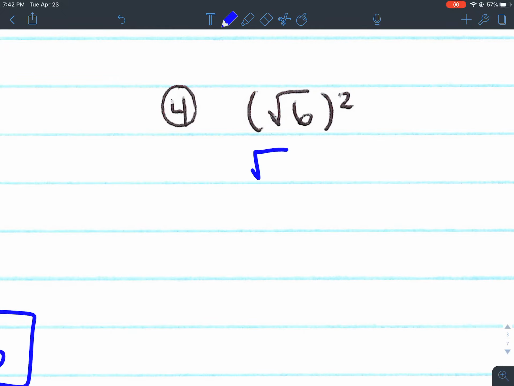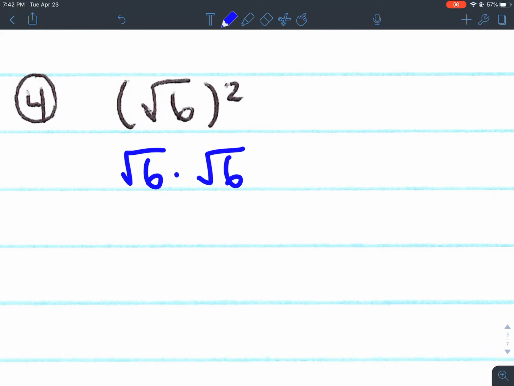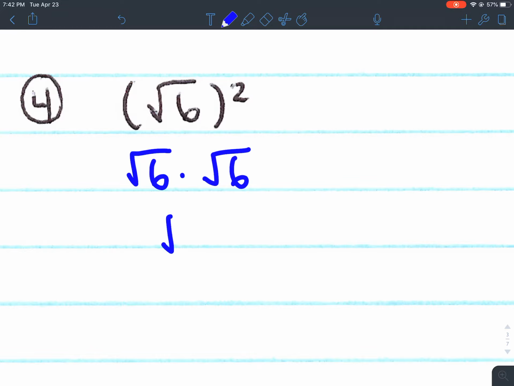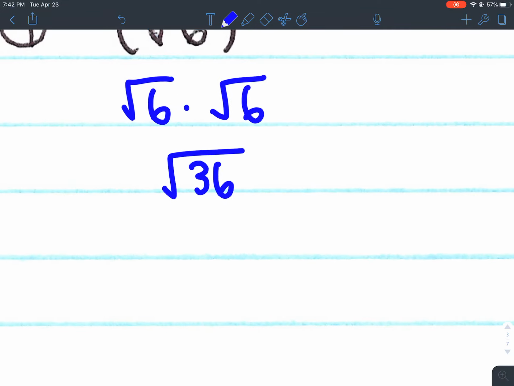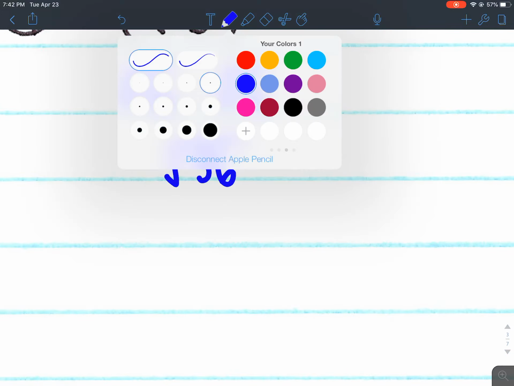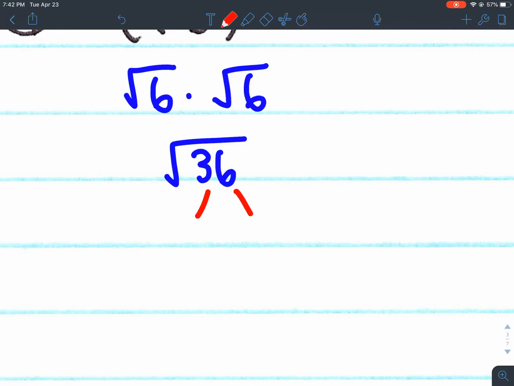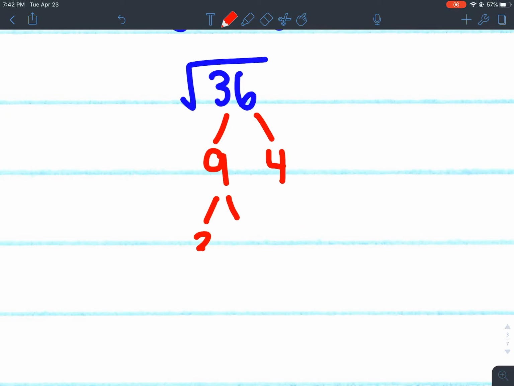So that means I have the square root of 6 times the square root of 6. I'm multiplying it by itself twice. Now, let's do it the long way. So square root of 6 times square root of 6 would be square root of 36. And I know that this would be, let's do 9 and 4. And then I have 3 and 3 and 2 and 2.